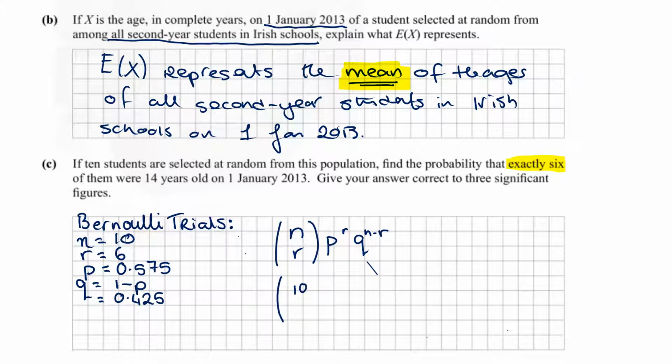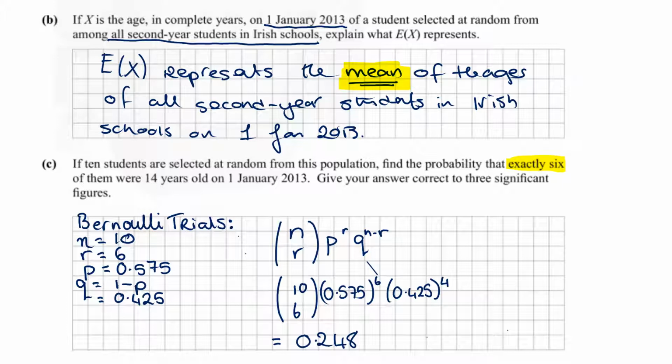So let's sub in 10 choose 6. That's not a fraction, it's our choose, our capital C. So 0.575, and that's going to be to the power of r, which is 6, and then q, 0.425, to the power of n minus r, which is 4. And when you do that, we should end up with 0.248, which is correct to 3 significant places. So in this case, 3 significant places was the same thing as 3 decimal places, but it won't always be the case. So make sure you're okay with your rounding there as well.